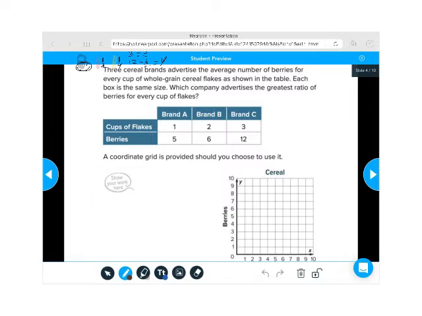If I were to use the graph, I would have brand A 1 to 5, so over 1 for the cups of flakes, and up 5. Okay, and then over to the 2 and up to the 10. There we go.